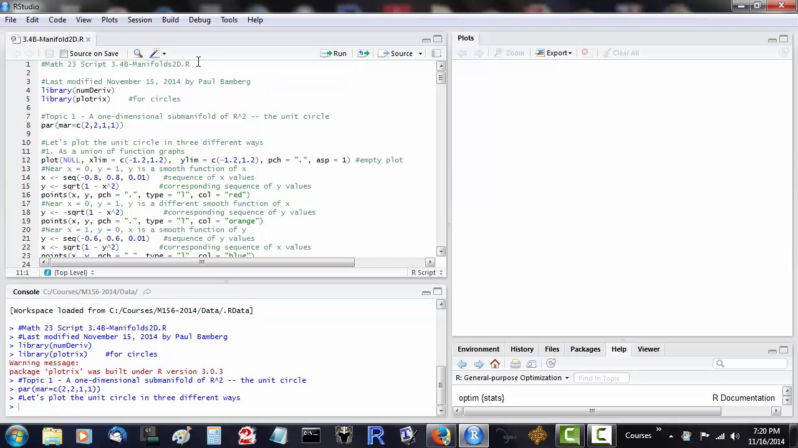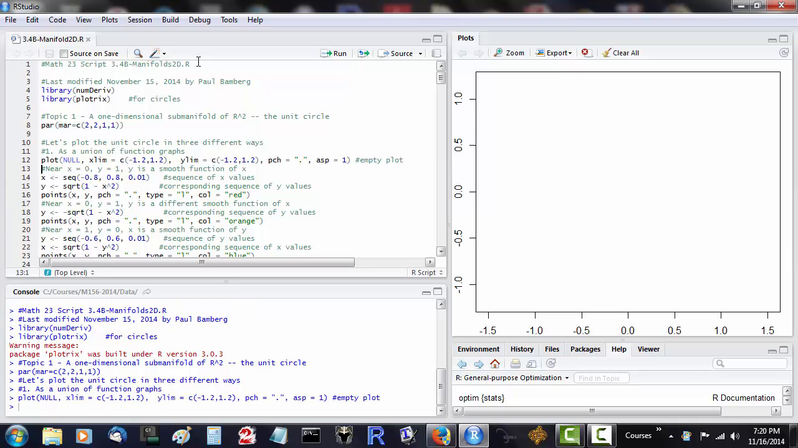And now let's work on the simplest imaginable example, the unit circle. If you understand three different ways of getting the unit circle as a manifold, you have basically captured the basic ideas of this subject. So I'll make an empty plot, and now I'm going to draw the circle. The definition of a manifold is that locally, that is, near any point on the manifold, it's a function graph. Either I can graph y as a function of x, or x as a function of y.